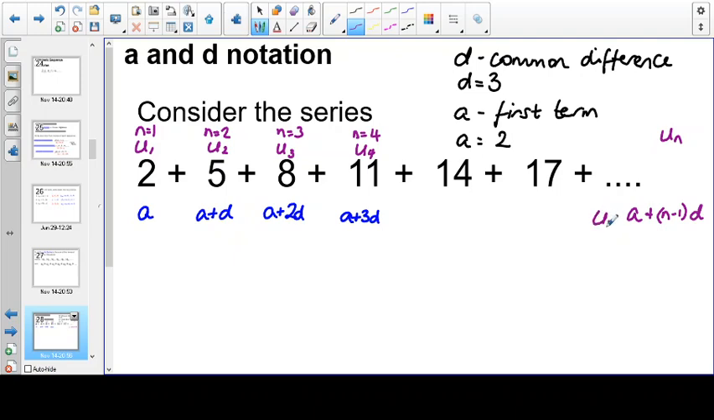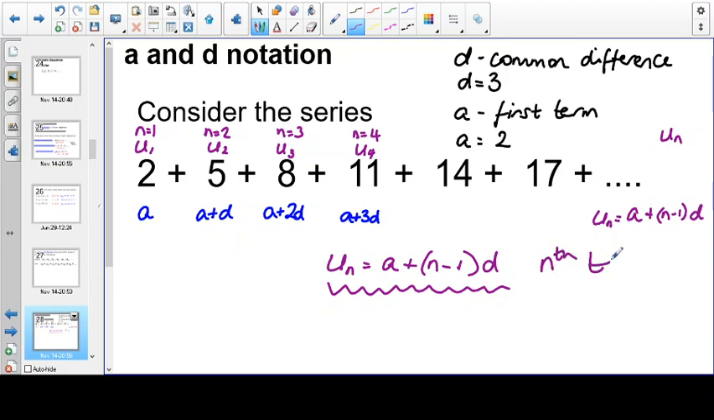And that is going to be our nth term. So un is A plus n minus 1 D. That is the nth term for any arithmetic sequence. Okay, because I could have picked any numbers there, it wouldn't have made any difference.